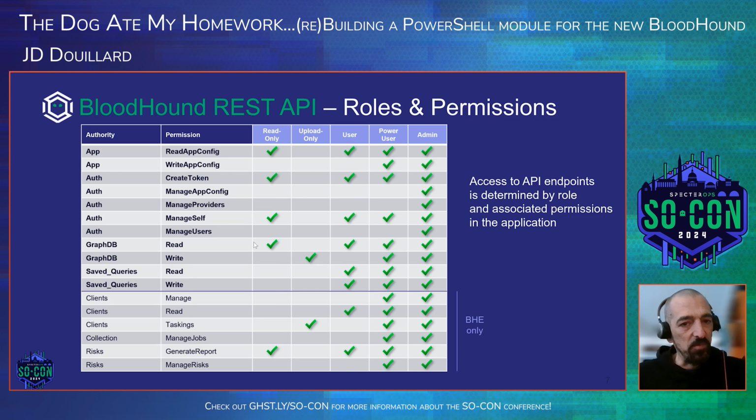And then two interesting ones I find for automation or connecting BloodHound to other things would be the upload-only role and the read-only role. These are super nice additions, in my opinion, to the tool. And like I said, some of these endpoints or roles are only allowed in Enterprise. So depending on whether you're using Enterprise or Community, this sums up basically what you can do in the application itself.